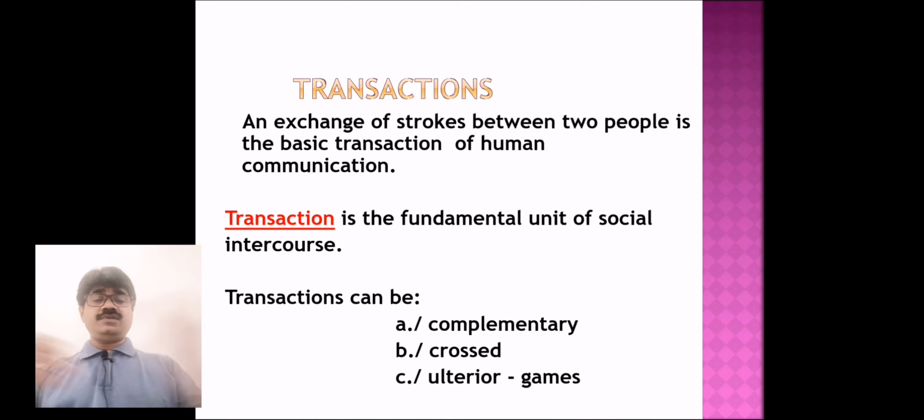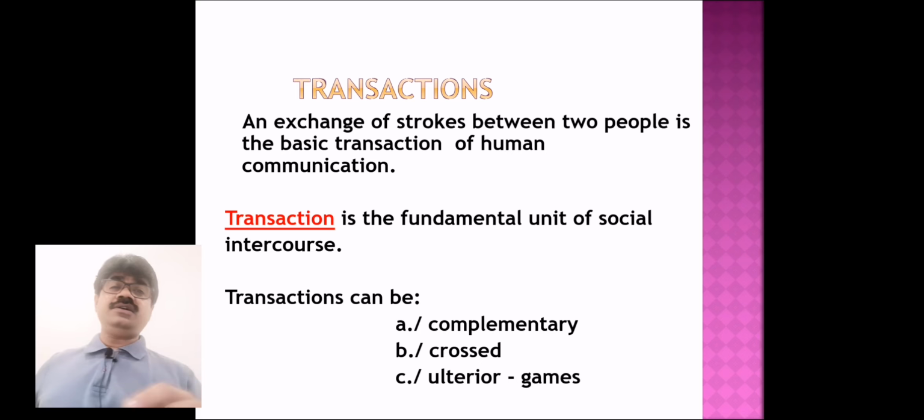You get a positive stroke from one side and you give a negative stroke in reply, again it's a transaction. It can be any way. Now let us have a look at what the transactions are. The exchange of strokes can be of 3 types: it can be complementary, it can be a crossed transaction, or it can be an ulterior transaction, also called games.